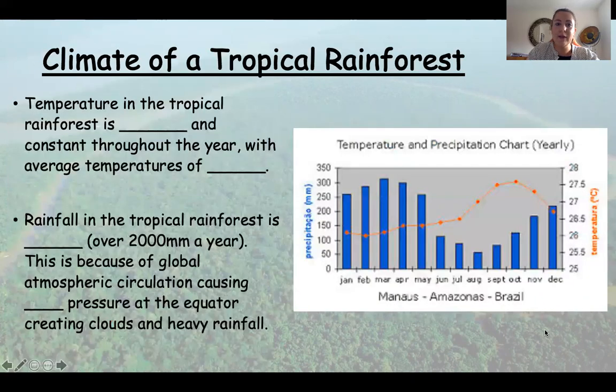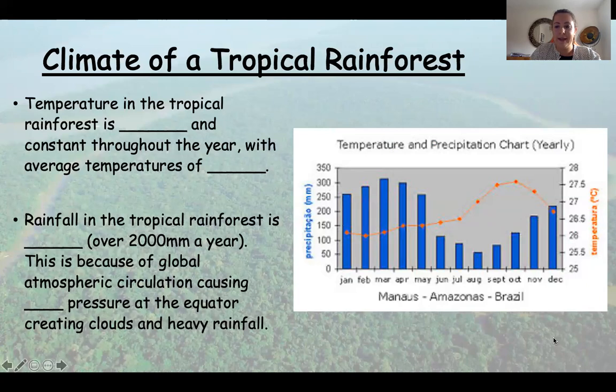The next bit is looking at the climate of a tropical rainforest. We've got a climate graph here that shows us temperature and rainfall, which is precipitation, for Brazil, for the Amazon rainforest. We can see lots of rainfall all year round. It drops off in August, and then there are quite high temperatures all year round, with the highest around October time. So the subtitle is climate of a tropical rainforest, and then you've got 2 bullet points, with 2 gaps for each point, so 4 gaps altogether to fill in.